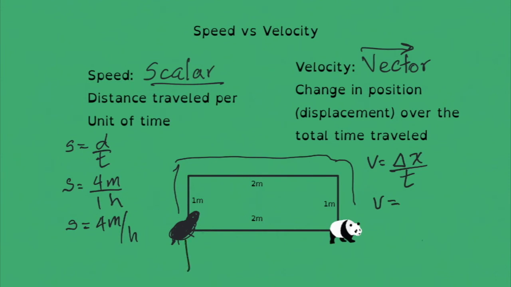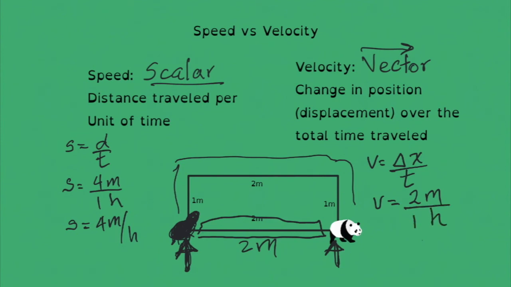So if this is where you start, and this is where you end, how far is the starting point from the ending point? Well, you have it in there. It is 2 meters. So the change in position in this problem for velocity is going to be 2 meters. And the time is the same, 1 hour. I'm just being lazy. I don't want to deal with unit changes. I'm just trying to illustrate the difference between speed and velocity. So in this case, velocity equals 2 meters per hour.